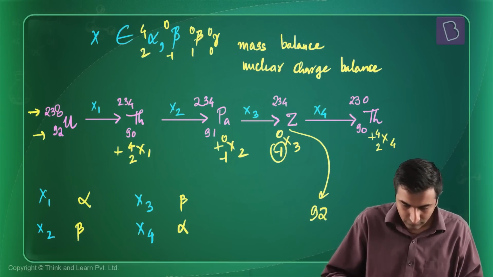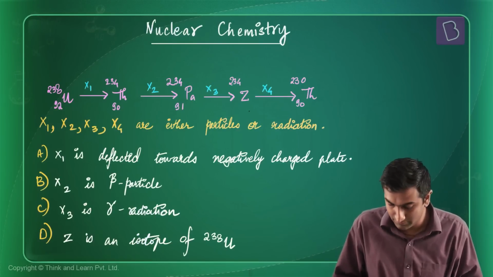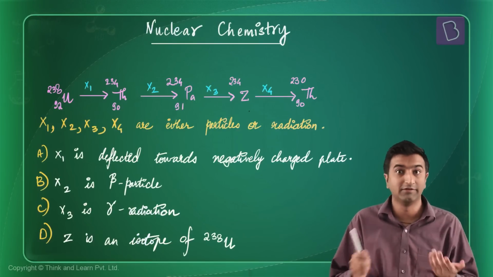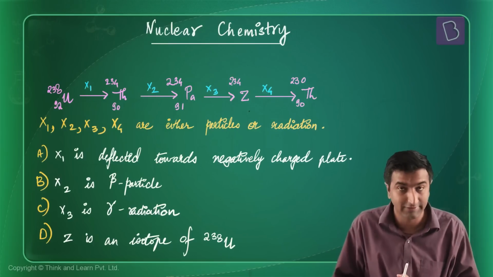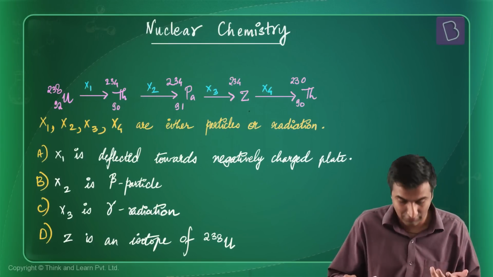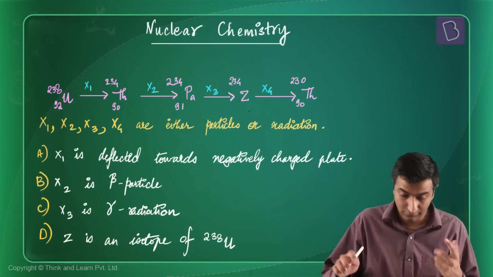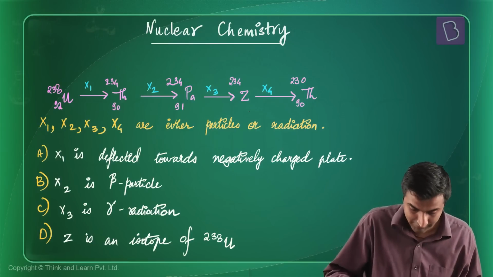Okay, the options that I had. So X1 is reflected towards a negatively charged plate. Yeah, sure, it's an alpha particle, right? Positively charged, so it's going to be reflected towards a negatively charged plate. X2 is a beta particle. X3 is gamma. Sure, that one's wrong. So A and B are correct. And D, Z is an isotope of 238U. We have figured this out too, although we did not say so explicitly.